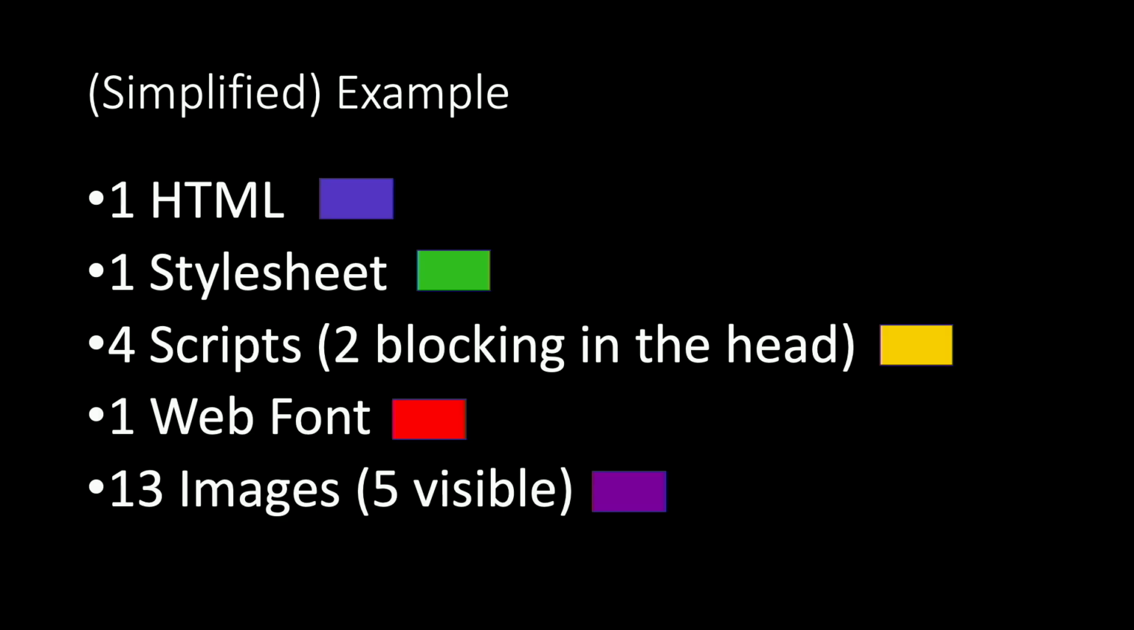So I'm going to take the most simple 1979 web page, like before the web existed. There are no third parties. It's all served from one origin: one HTML file, one style sheet, 4 scripts. 2 of them are blocking in the head, 2 of them are down at the bottom of the document. One web font, because I want to show you how evil they are, and 13 images. 5 of them are above the fold, the rest are below the fold. And it's your typical news content type page, if you would.